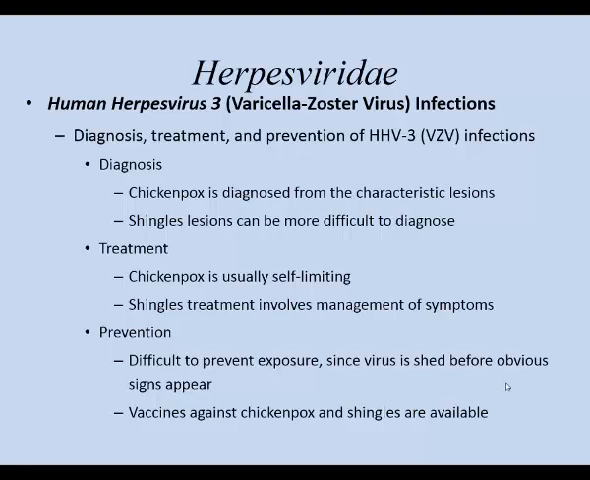So diagnosis is pretty characteristic in chickenpox, very characteristic lesions. The shingles lesions are much more difficult to diagnose for certain that it's shingles. Chickenpox is very self-limiting, so basically it runs its course and then goes away. Shingles also does that, but you have to manage the symptoms because it hurts a lot more. Prevention is just to try to keep exposure from occurring, and since the virus is shed pretty easily, it's hard to do that. There are vaccines now for chickenpox and shingles, so you can get chickenpox vaccines for children and shingles vaccines for older people to help prevent the shingles from reoccurring, like the reactivation of the virus.